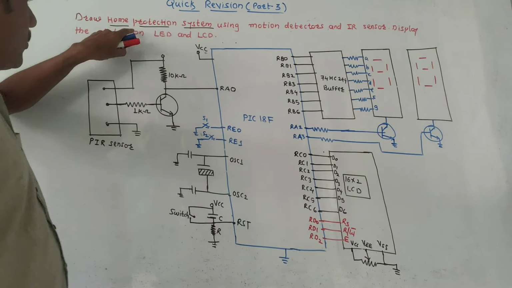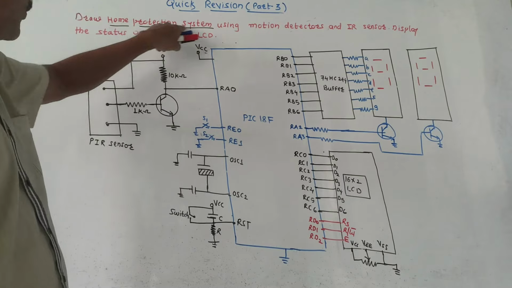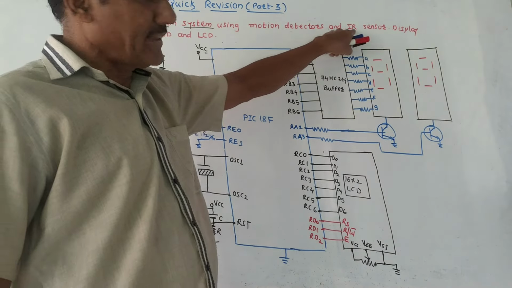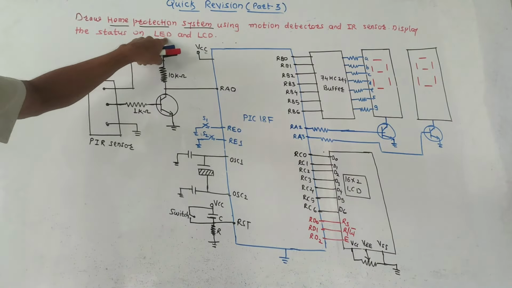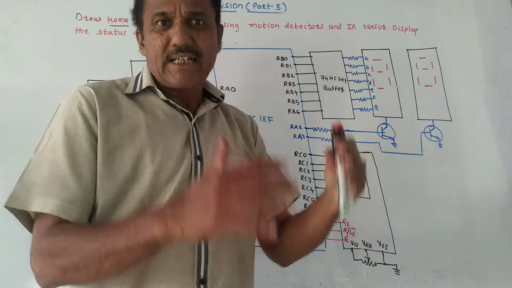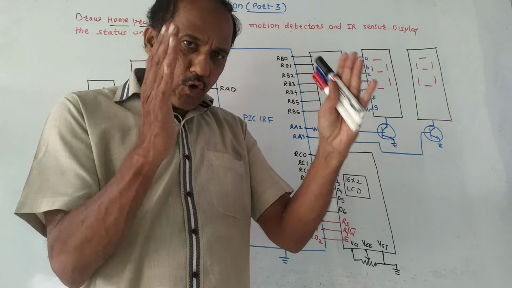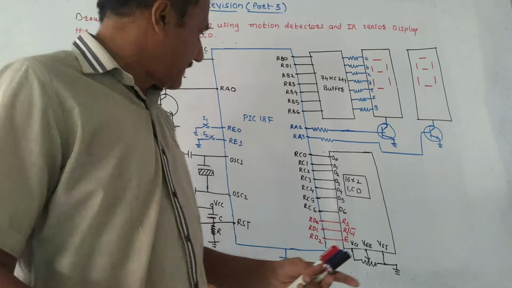Next part is the home protection system. Let us discuss one question. Draw a home protector system using motion detectors and air sensor. Display the status on LED and LCD. In simplified language, what is asked in the question? You need to draw an interfacing diagram which will work as a home protection system.